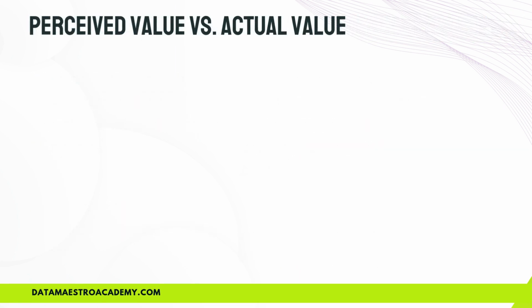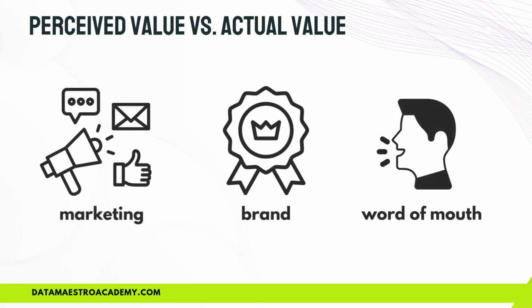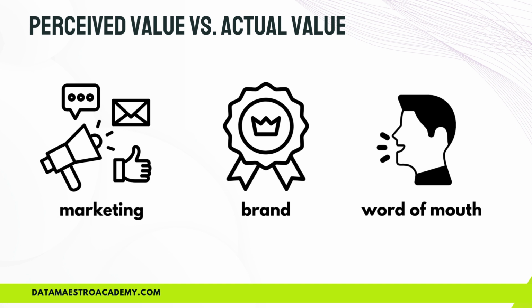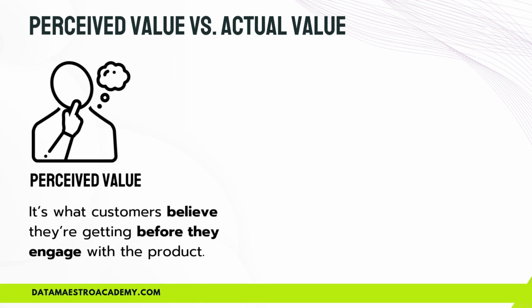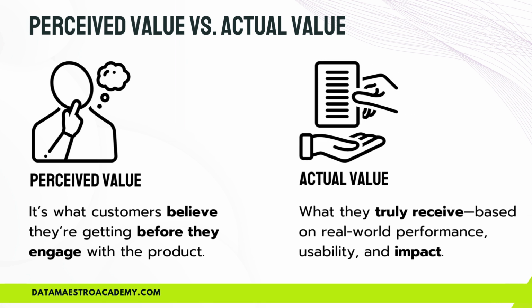The next aspect is perceived and actual value. This is not well understood by many. What you think might have value for the customer might not be what they experience. On top of that, it is not even 100% about the product you offer. Perceived value is shaped by marketing, branding, and word of mouth. It's what customers believe they're getting before they engage with the product. Actual value, on the other hand, is what they truly receive, based on real-world performance, usability, and impact.